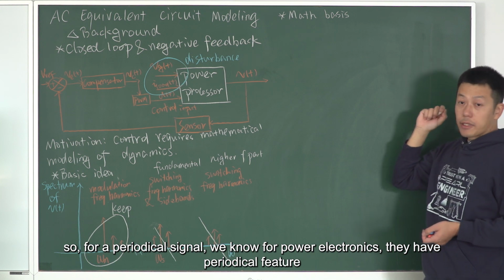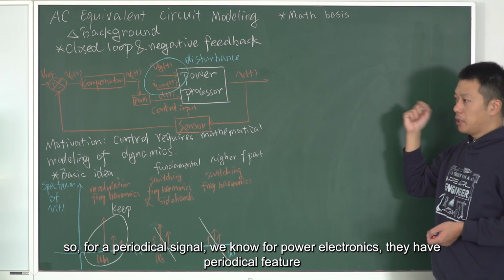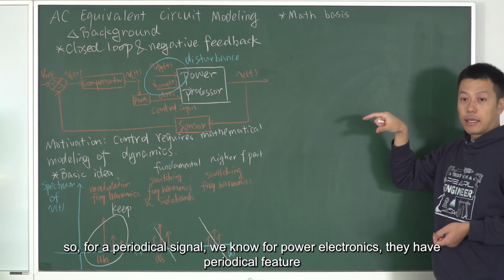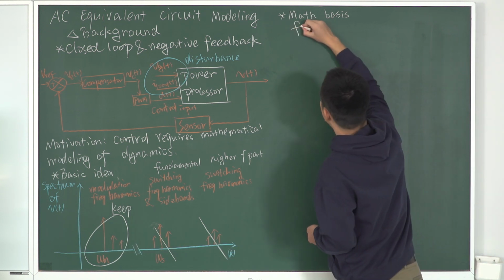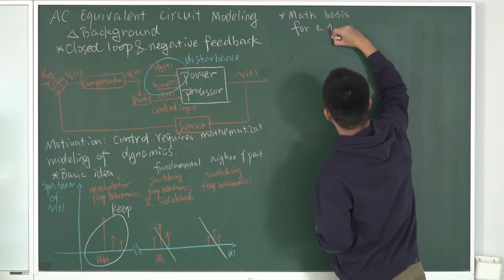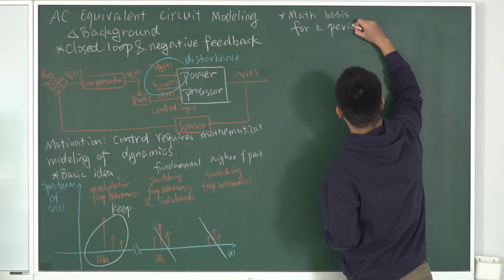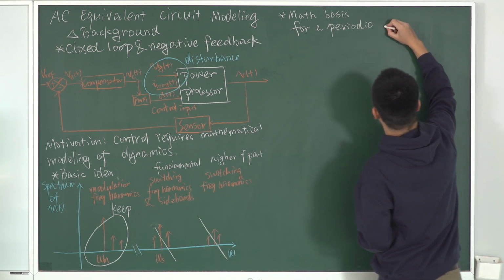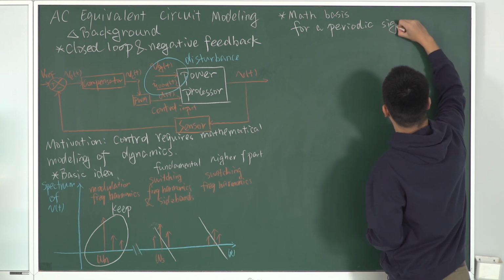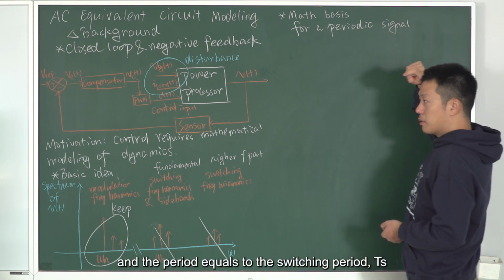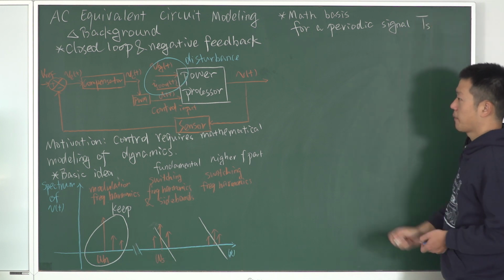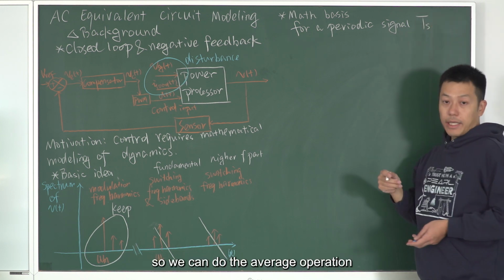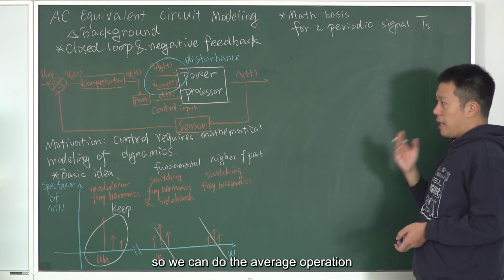So for a periodical signal, we know that power electronics have a periodical feature, and the period equals the switching period, Ts. So we can do the average operation.